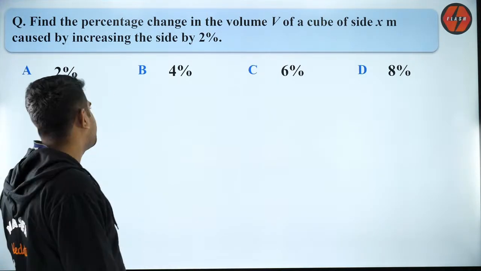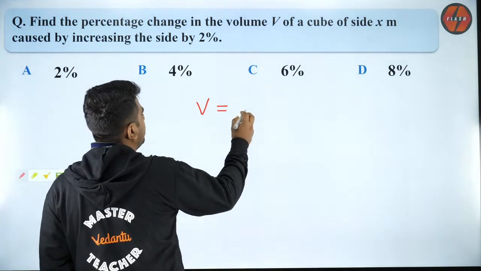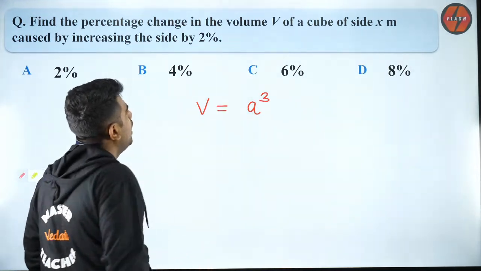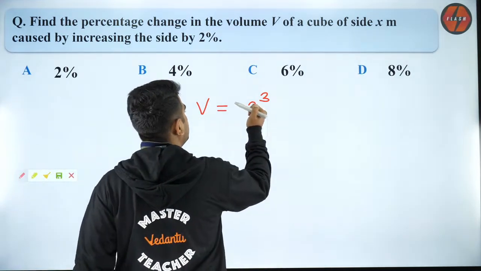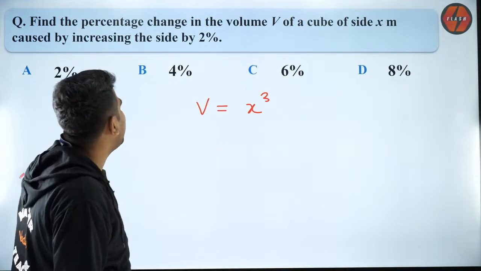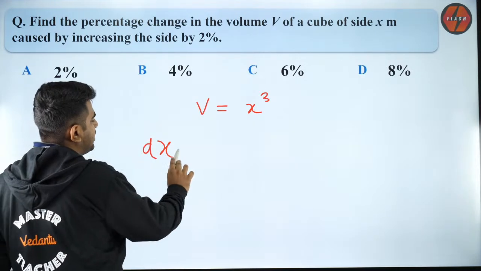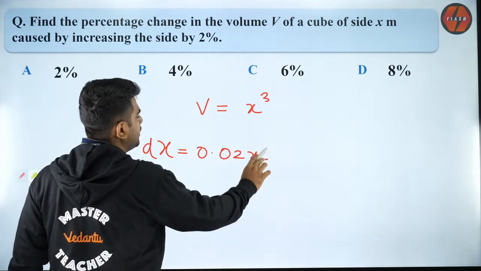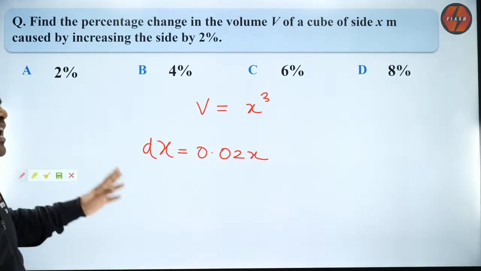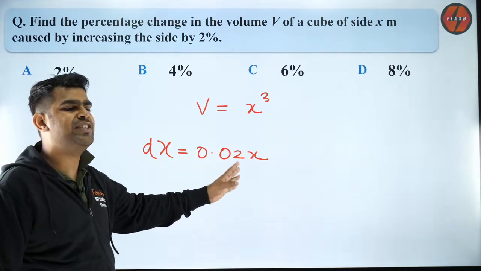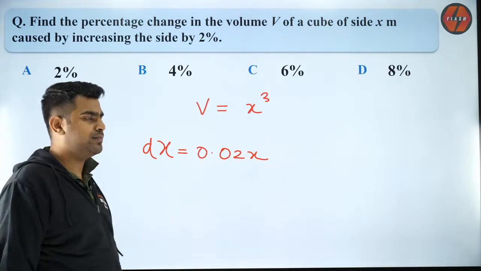So what is option C? Let's try to have a look at it. How do we get it? So first of all, volume of a cube is nothing but a cube. Okay, so what do we have? It's given to be x, right? So let's take x cube. Now the side is going to increase by 2%. That means dx is equal to 0.02x. Do you all agree? Because the side increases by 2%, can I say dx is equal to 0.02x? Yep. The change in x is equal to 2% of x.